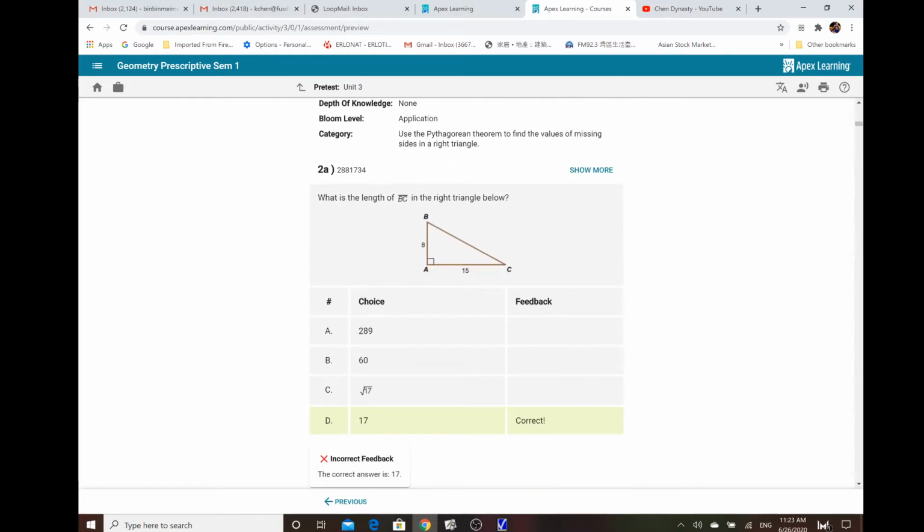And then, what's the length of segment BC in the right triangle below? This one is basically using the Pythagorean theorem: a squared plus b squared equals c squared. Let me just highlight this problem here.